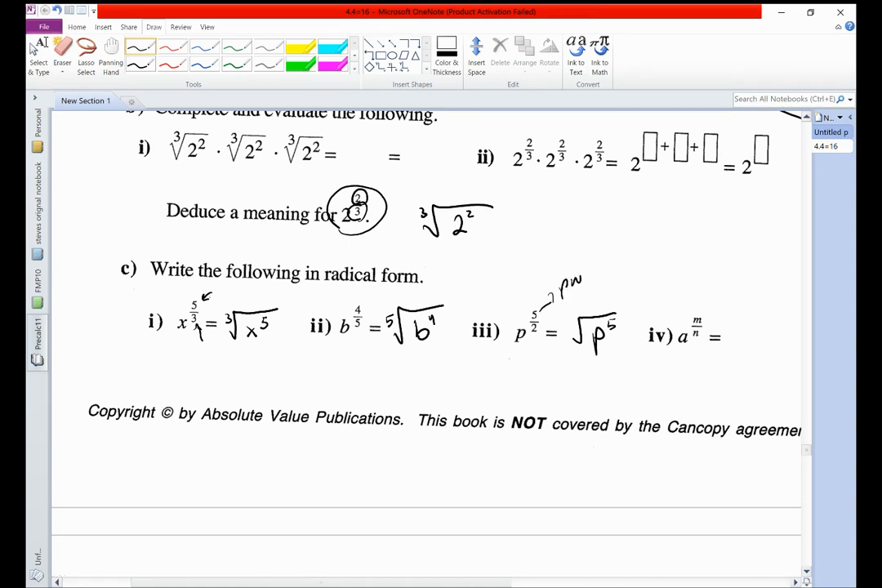Power, root. Done. Hopefully you remember that.